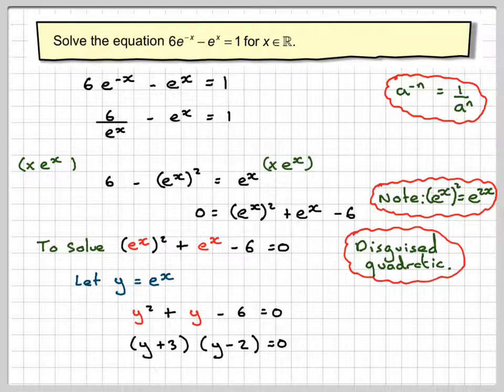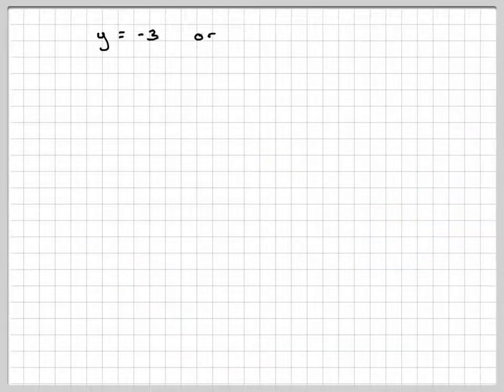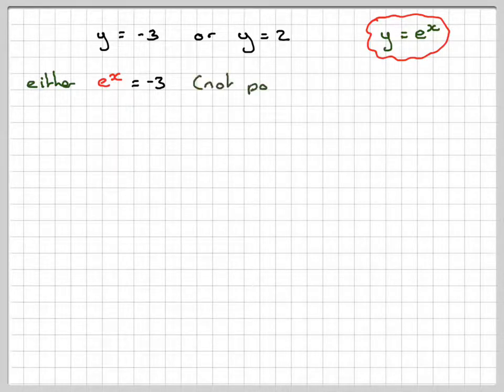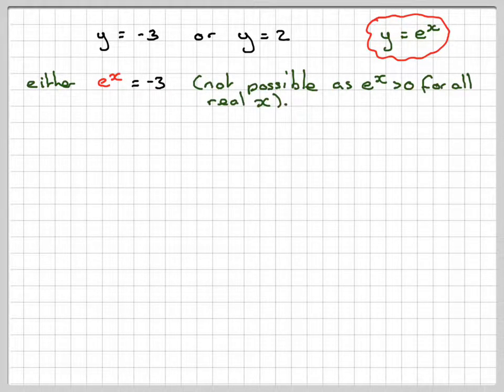If that's true, either y plus 3 is equal to 0, so y is equal to minus 3, or y is equal to 2. But y was my invention. y was e to the x. So therefore either e to the x is equal to minus 3. That just isn't possible, because if we know the graph of y is equal to e to the x, you know that it's positive for all real values of x. So that case is not possible.